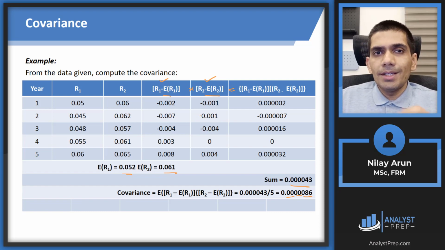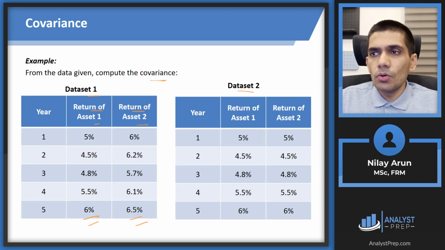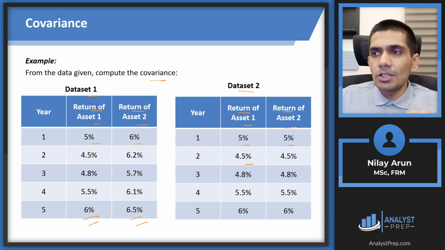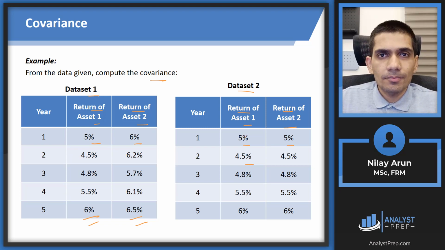Now let's see what is the exact relationship between variance and covariance. If we go back to the previous slide, we see data set 2, which we did not work on yet. You have similar information available here: return of asset 1 and return of asset 2. But the difference is that these returns are exactly the same. Here it was 5%, 6%, and so on. Here, the second data series has been substituted by the same figures as in asset 1, which means asset 1 and asset 2 have identical returns.